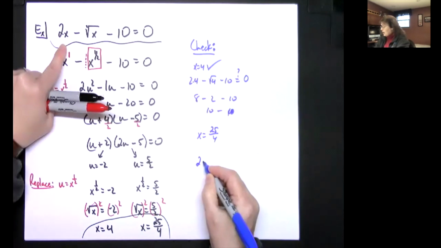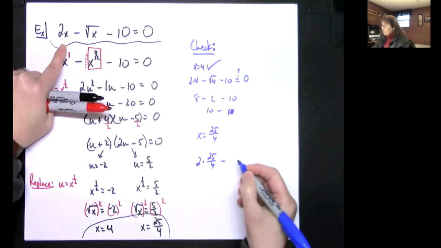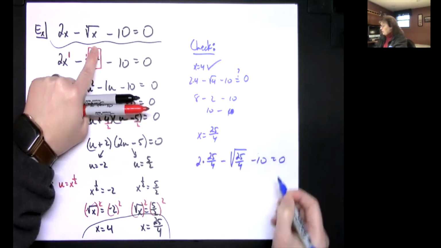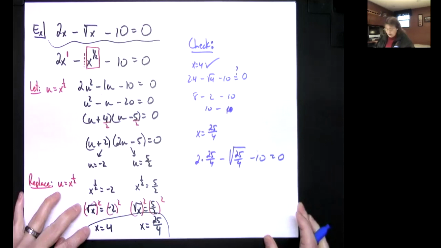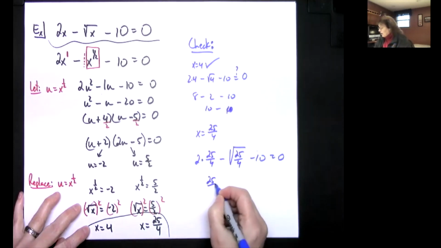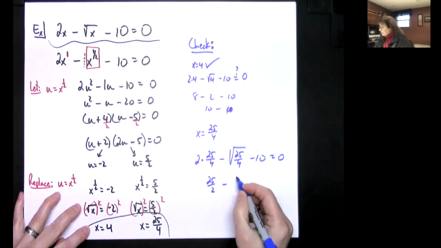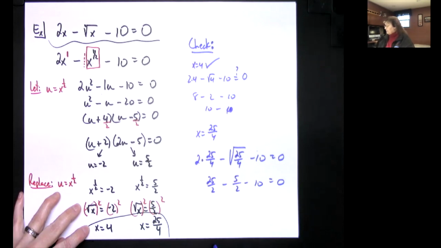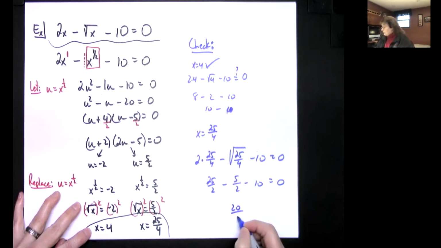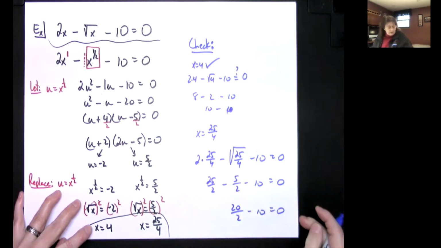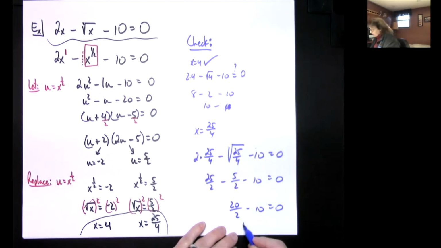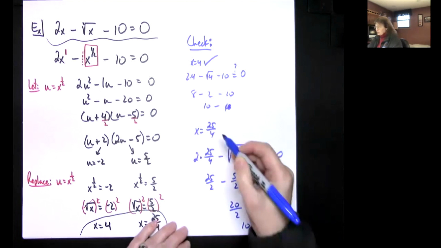So 2 times 25 fourths minus the square root of 25 fourths minus 10 equals 0. You might want to grab a calculator on this, but then again, maybe not. This is going to be like 25 halves. This will be 5 halves minus 10. This is going to be 20 over 2 minus 10. I may have done something wrong here. And then that looks like 10 minus 10 is going to be equal to 0. So it looks like they both check.